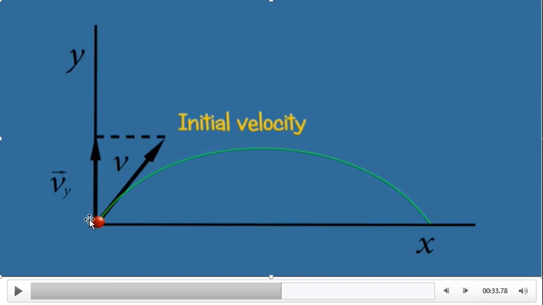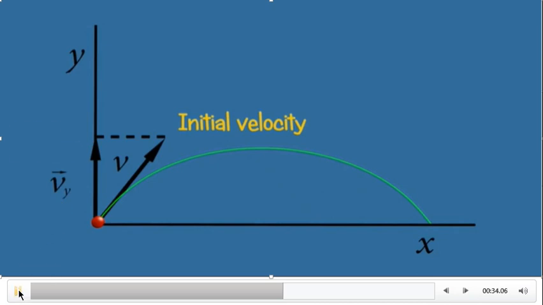Now see that this is one of the components of the velocity v, because this velocity v is making some acute angle along the x-axis. That's why when we resolve it, it will make two components. One is this vertical component Vy, where the subscript y represents that this is the vertical component, the component along the y-axis.